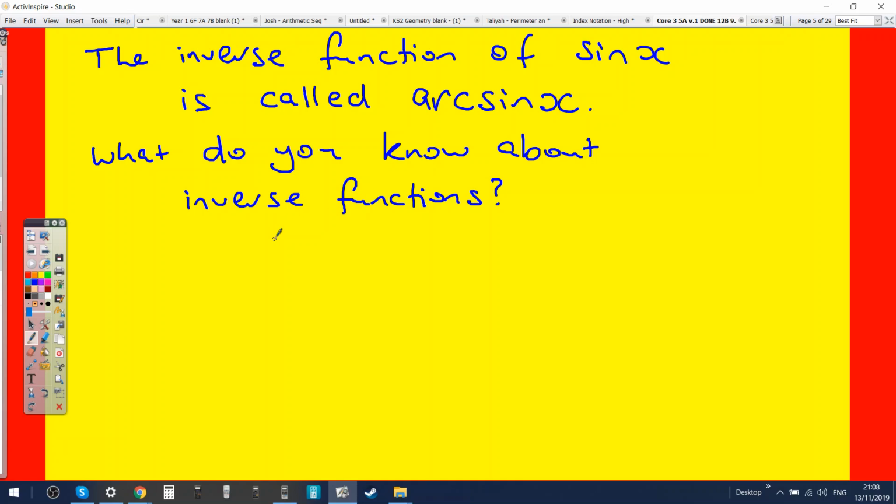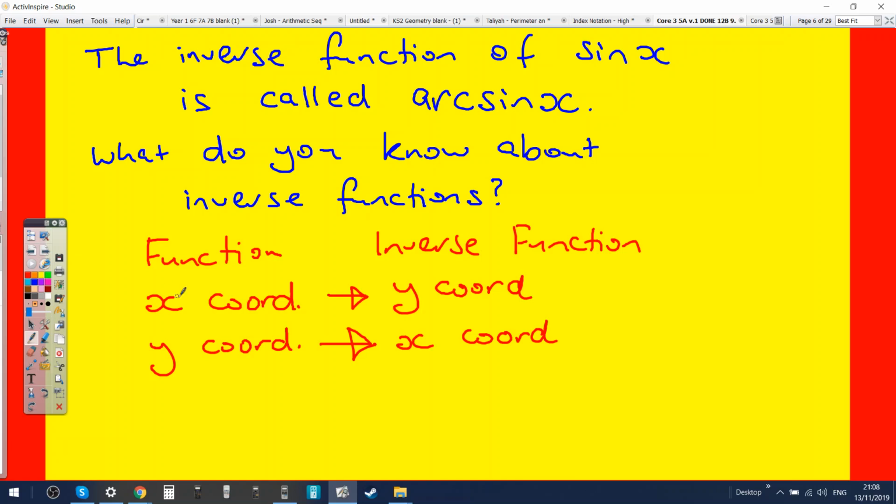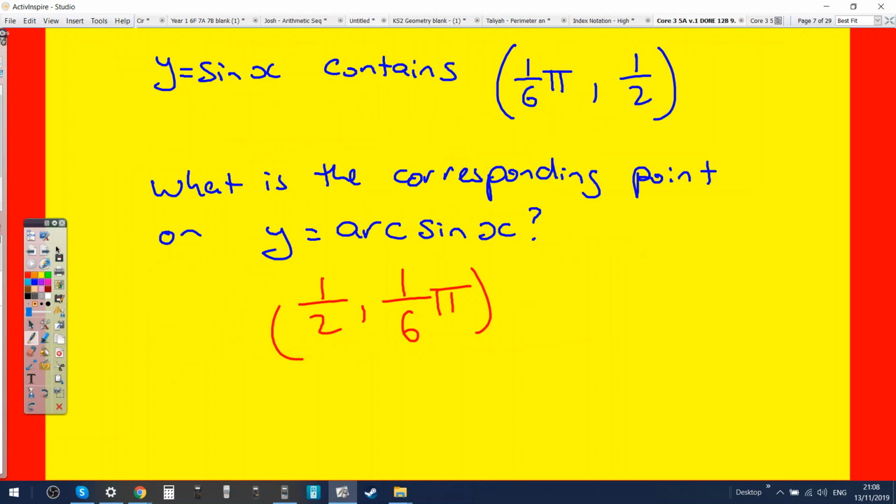Those are reciprocal. How do you find it? How do you find inverse functions if they say find the inverse function? Yeah, you swap the x with the y, and the y with the x. Yes, that means the same thing.